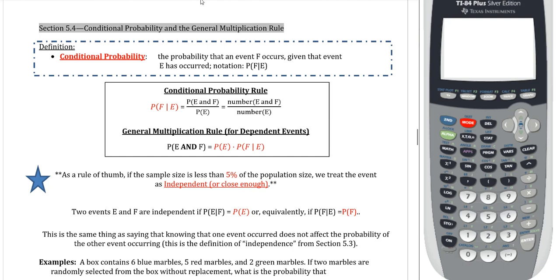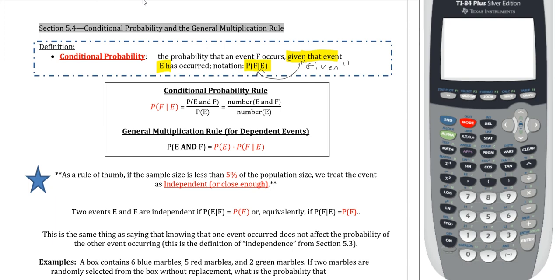That word given is very important, and what the given probability is also very important. It says given that the event E has occurred. That E is going to be the one that helps influence the overall probability of the event F. We have that written as the probability of F given E. That vertical line there we even read as the word given. That does not mean division. It is not a division sign. It means the word given.